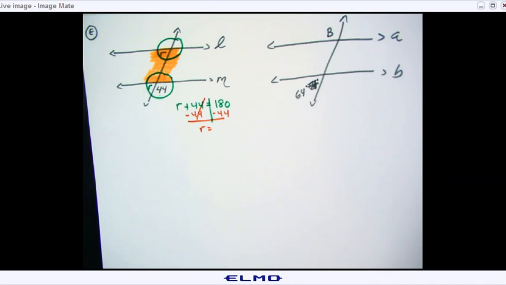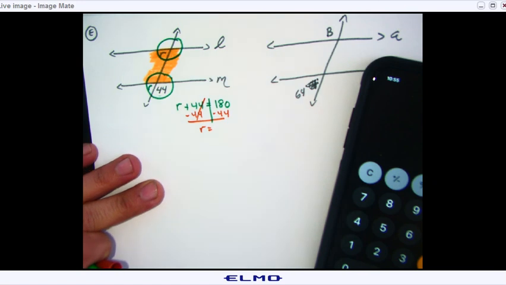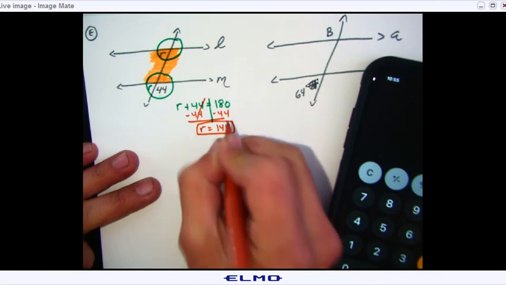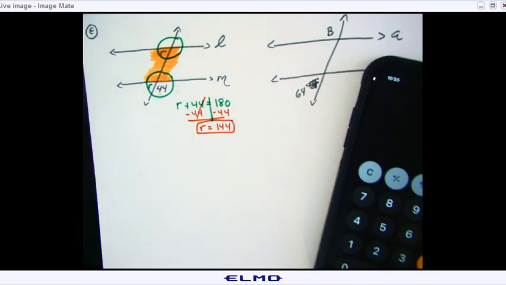So 180, what is it? Let me use my calculator. 180 take away 44 equals 144. And there you go. So angle R is 144.